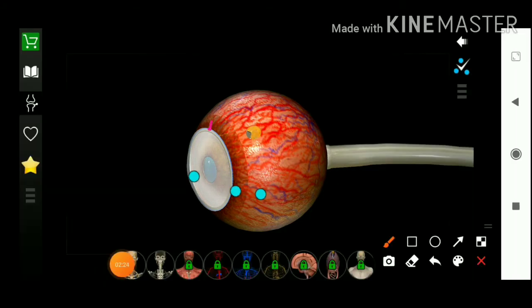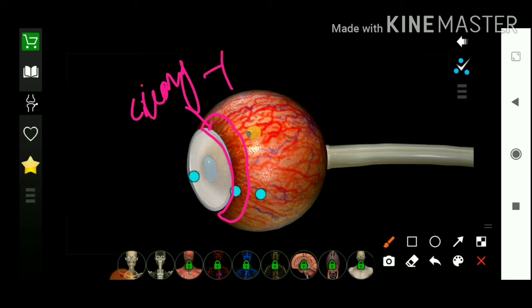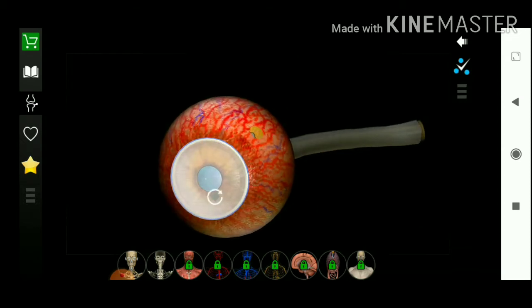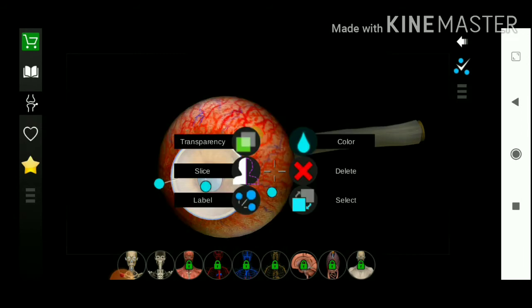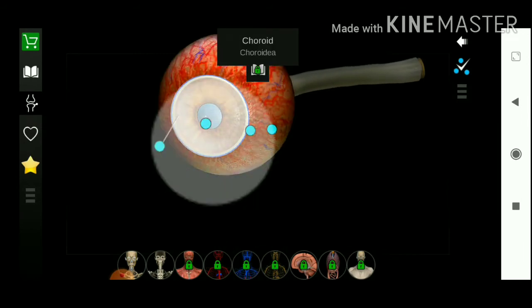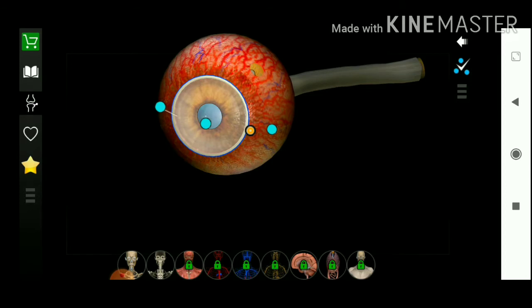the ciliary body. Now you can see that this is the ciliary body that we are talking about. The ciliary body is a circular ring-shaped striped muscle, mainly consisting of longitudinal and circular fibers. Yes, the ciliary muscle. And you know that the ciliary muscle is also known as the ciliary body. Let us remove this.